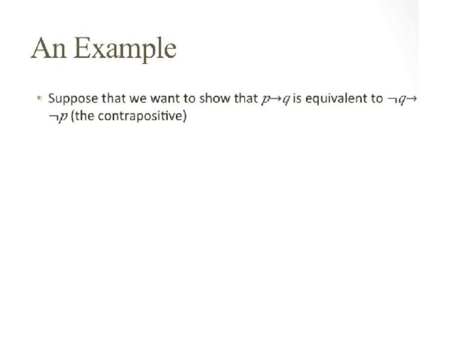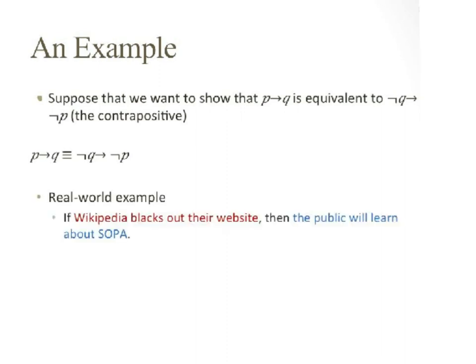For example, consider that we want to show that P implies Q is equivalent to not Q implies not P, the contraposition. The only case that makes these statements false is when P is true and Q is false. It is true for all other cases. In a real-world scenario, for example Wikipedia's action against SOPA, the Stop Online Privacy Act, we can describe the situation with the statement, if Wikipedia blacks out their website, then the public will learn about SOPA. In this case, proposition P is Wikipedia blacks out their website, and Q is the public will learn about SOPA.